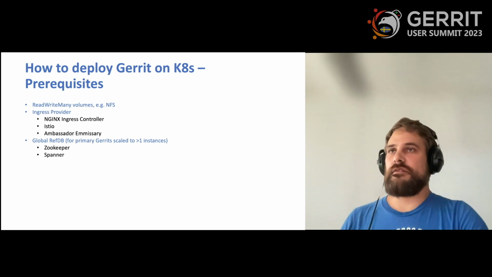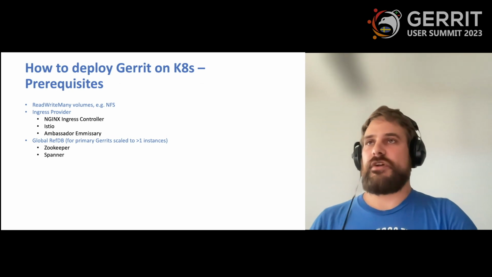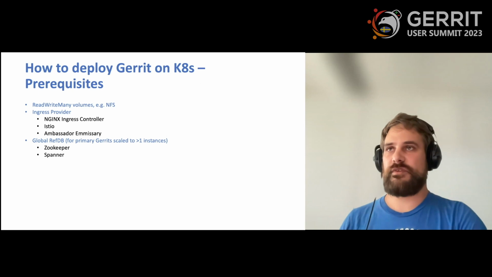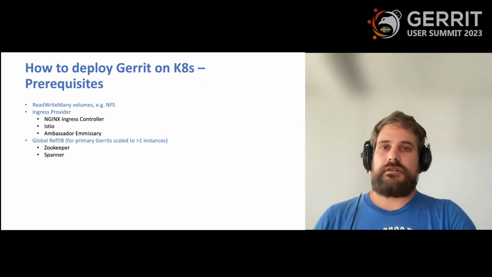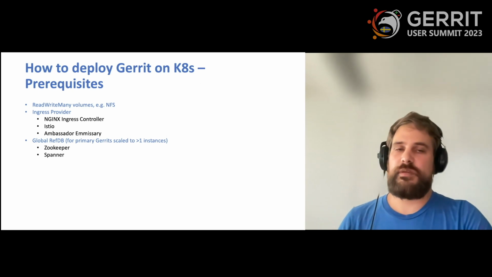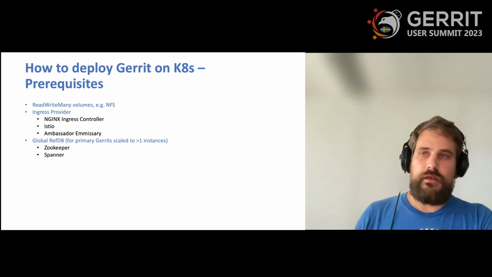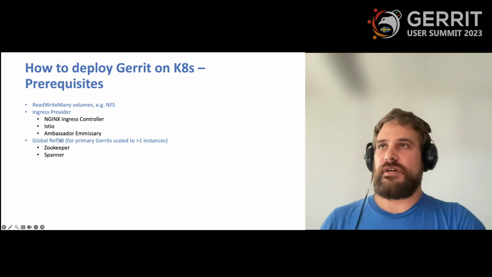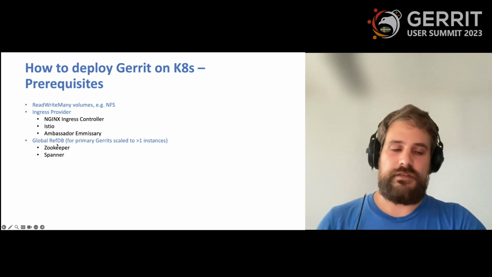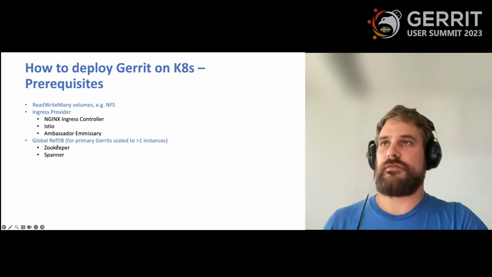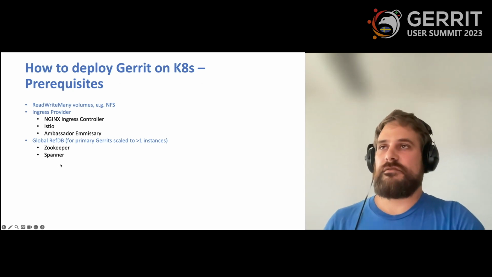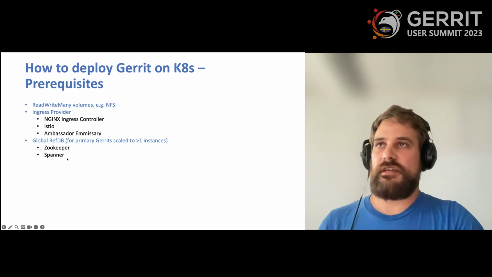And if you plan to scale primary Gerrit to more than one instance, you also need a database for the global RefDB. And here the operator currently supports Zookeeper and Spanner. Note that this list of supported ingress providers and databases can be extended quite easily. So if you, for example, plan to use DynamoDB on AWS, it's fairly easy to just add support to the operator for that.